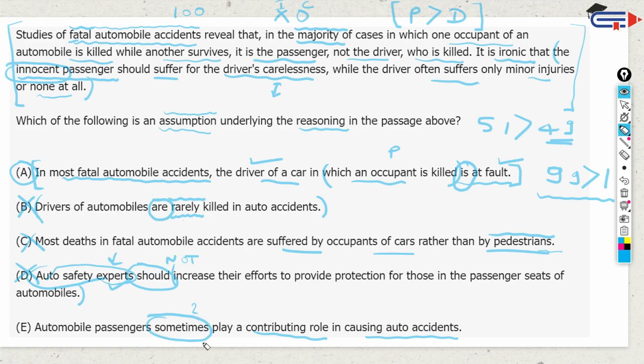Okay, let's negate it. Again, let's rely on the foolproof method. Automobile passengers never play a contributing role. "Sometimes" becomes "never," right? In that case, would that break down the argument? It will not break down the argument. It will go with the argument rather. Automobile passengers never play a contributing role basically means passengers are always innocent. So the negation of this would go in line with the argument. We want the negation to go opposite to the conclusion or the argument, but this does the opposite thing. So this is out. The best answer choice that we have is A.